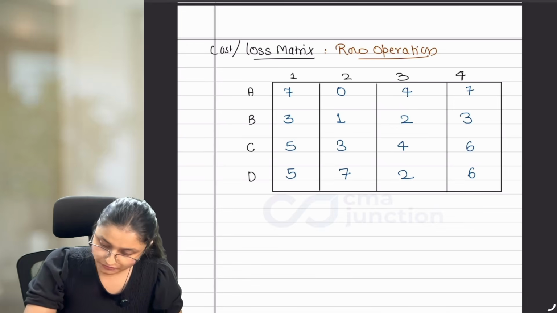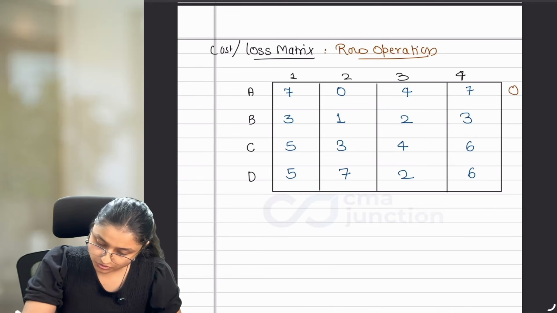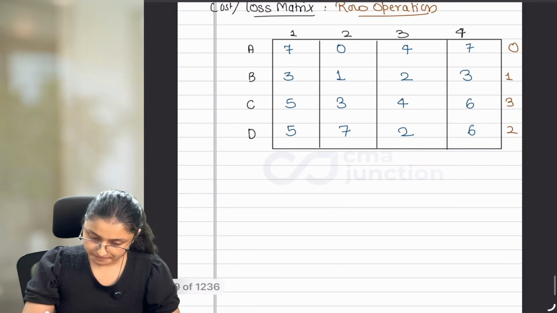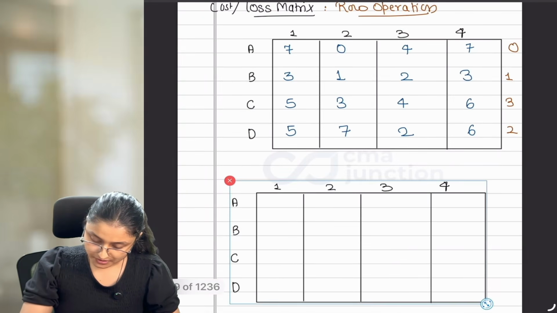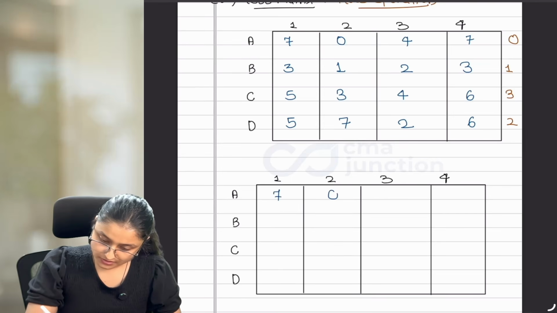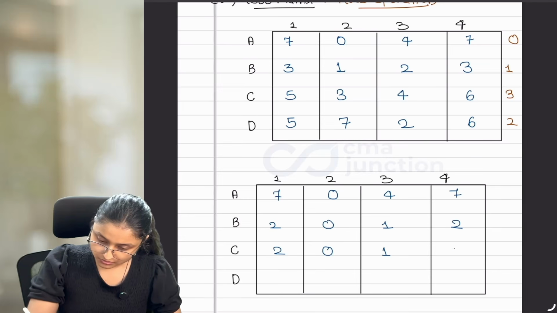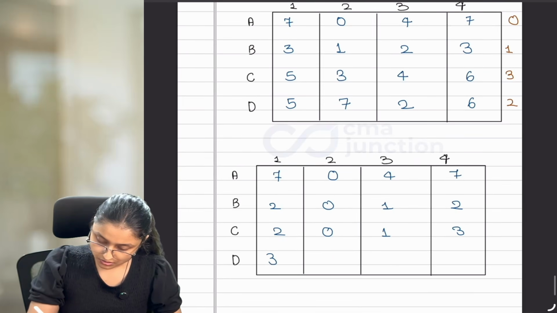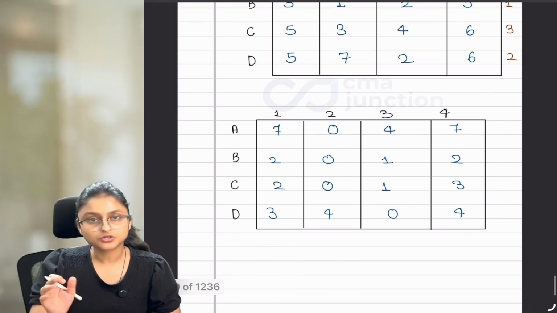In the row operation, you have to find the minimum value from all the rows, which is 1, 0, 1, 3 and 2. Okay? Now let's make the new table. 7 minus 0 is 7. 0 minus 0 is 0, 4 and 7. It will remain as it is. 3 minus 1, 2. 0, 1, 2. 2, 0, 1, 3. 3, 4, 0, 4. This is our value after the row operation.